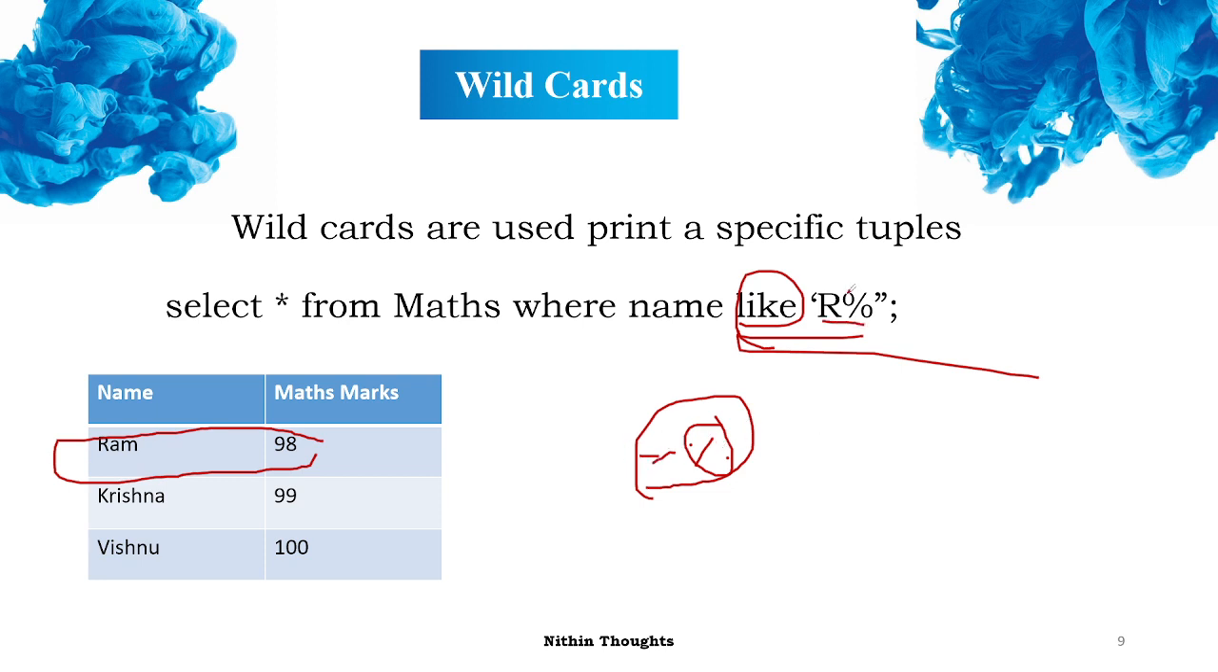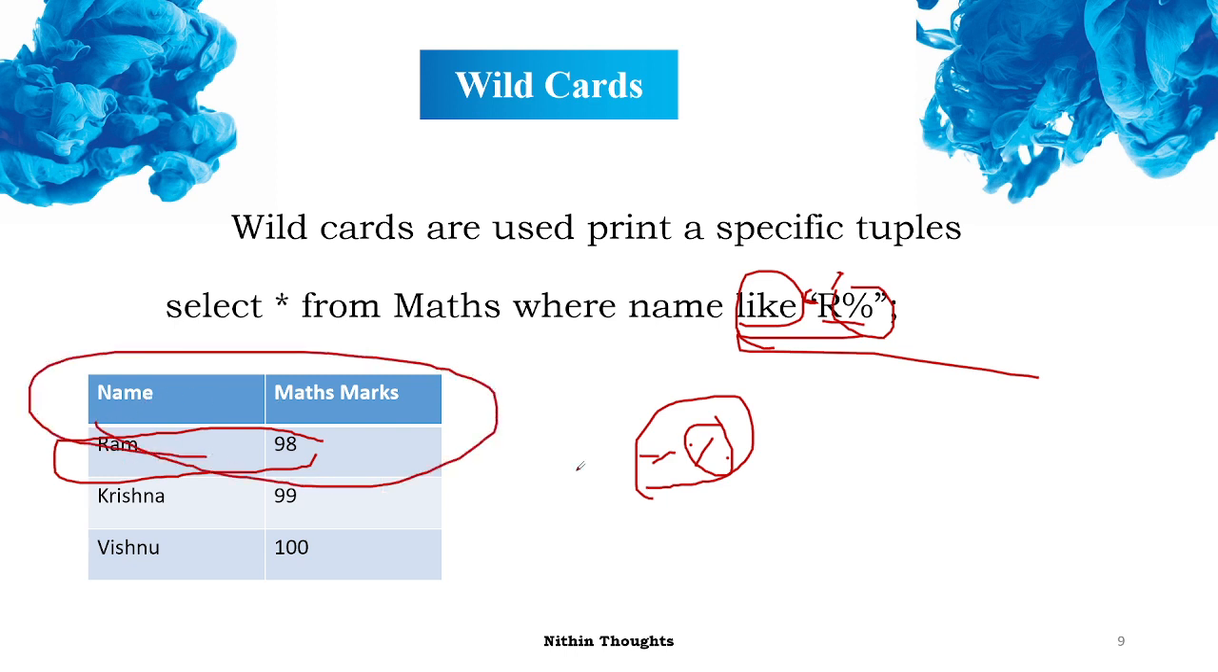In the place of percentage, there may be zero or more characters present. Assuming this example, SELECT * FROM maths WHERE name LIKE 'R%'. In the sense, the starting letter has to be R, and I'm not bothered about the letters after the starting letter. In that case, we use this percentage symbol. That means in the names column, all the fields starting with the letter R will be printed. In this case, only this tuple will be printed.